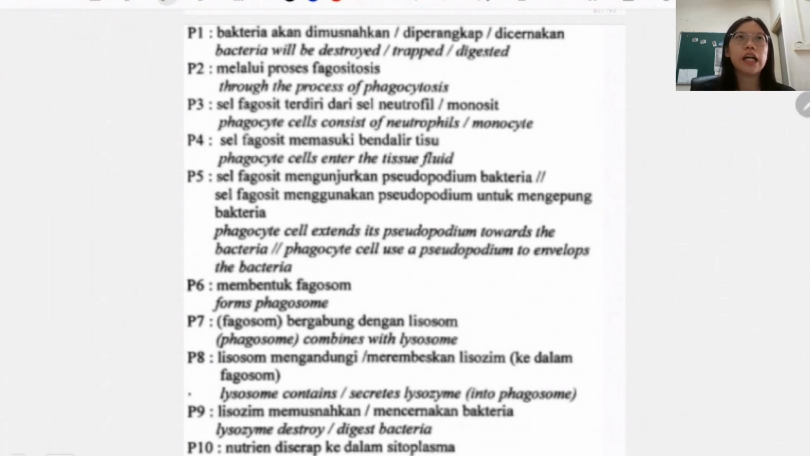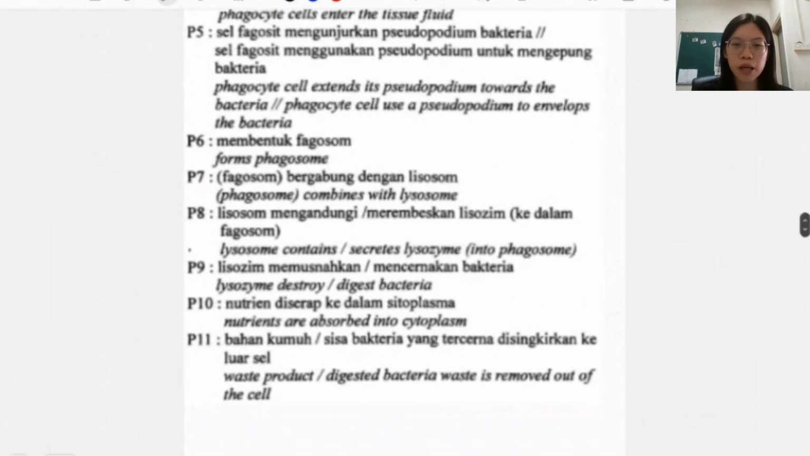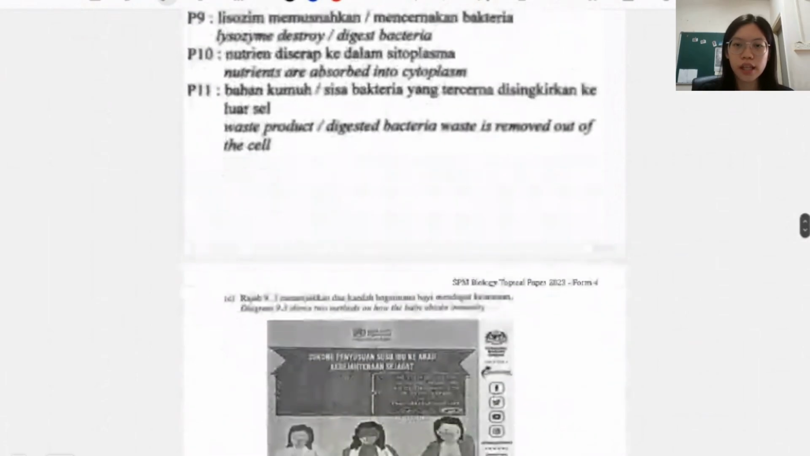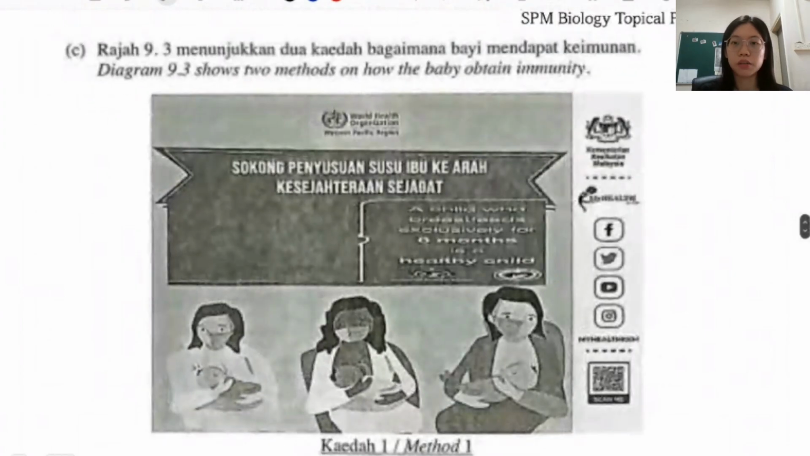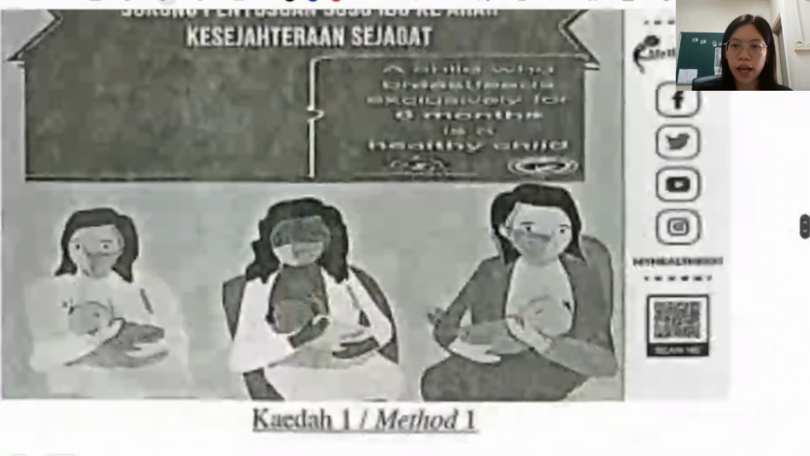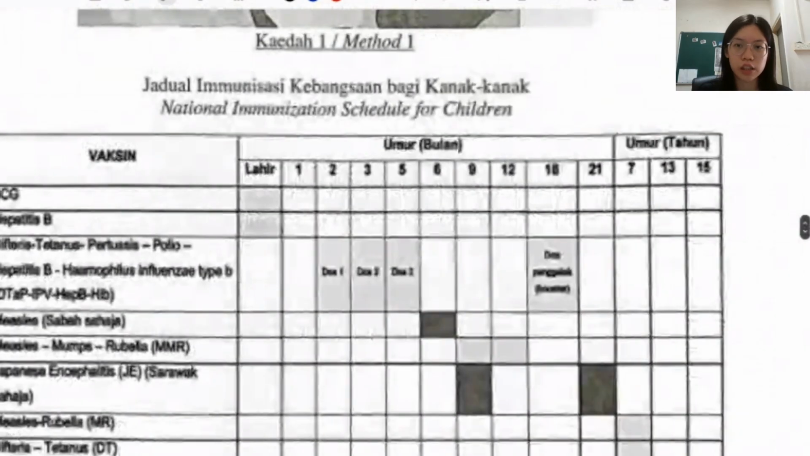And the most general thing, like you really don't know the whole process in detail, but you know what the main thing is. It is phagocytosis. Remember to write, it is a phagocytosis process that is occurring lah. And the detail part, if you remember, is very good because you can score the majority of the marks already. Now let's take a look at this part right here, two methods on how a baby obtains immunity. So this is basically breastfeeding. And then this one is the immunization schedule.